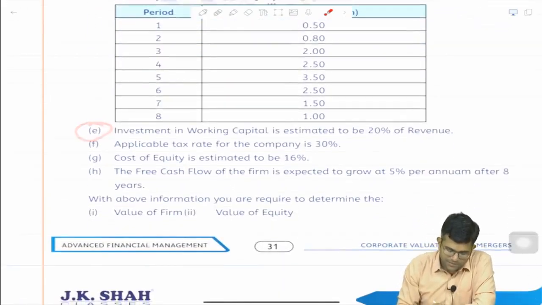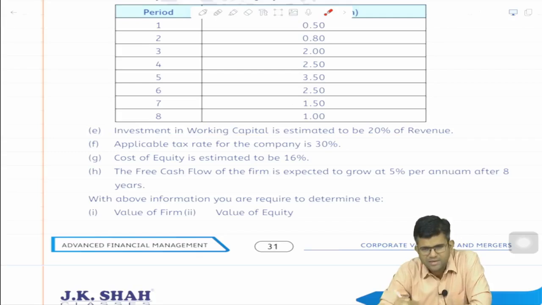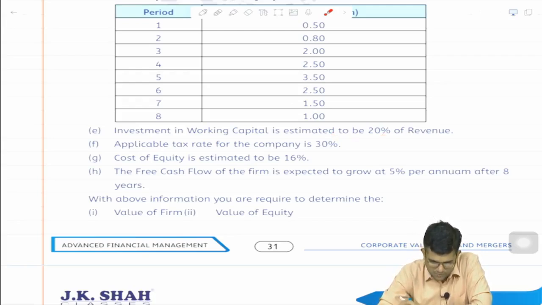Point number E. Investment in working capital is estimated to be 20% of revenue. Yeah, I think you know what to do with this. You know the format of FCFF? After EBIT, we subtract tax. We get NPAT, we add back depreciation, then we subtract investment in capital expenditure and then we subtract this investment in working capital. Everyone clear? Okay.